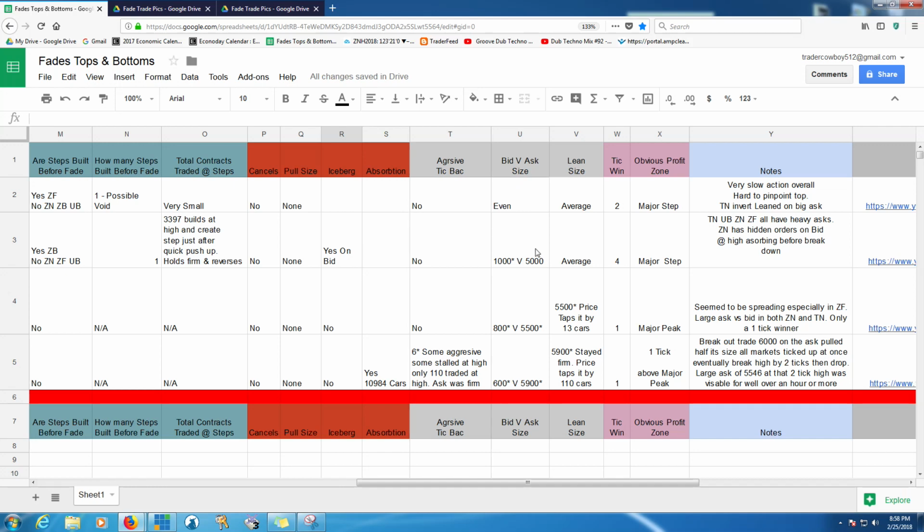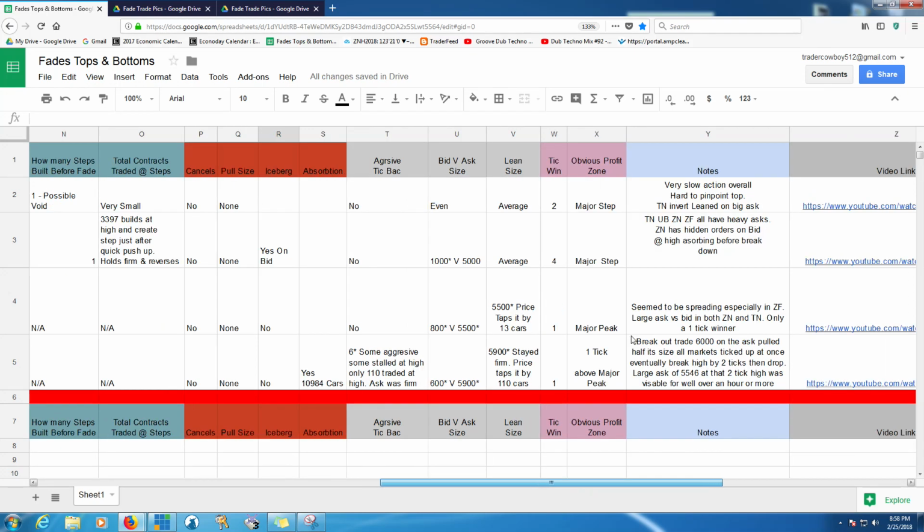Bid versus ask size. I want to know what the bid or ask was at the high before the fade. Obviously, this means picture perfect entry. I am getting in at the high. Even, so the bid versus ask was about even. On this fade 2, it was roughly 1,000 versus 5,000 on the ask. 800 bid versus 5,500 ask. 600 bid versus 5,900 ask.